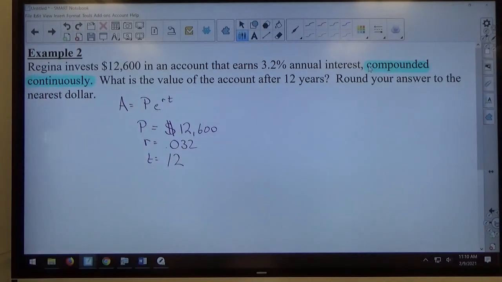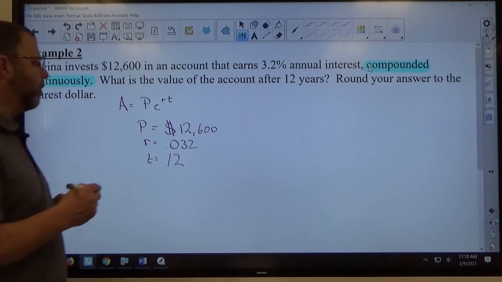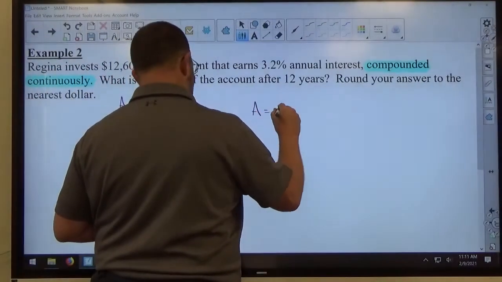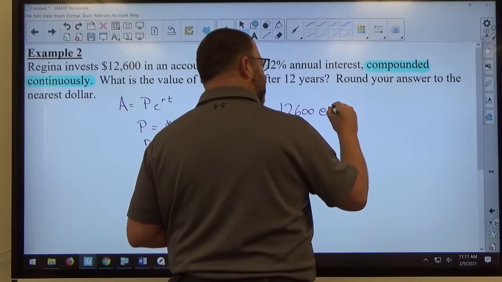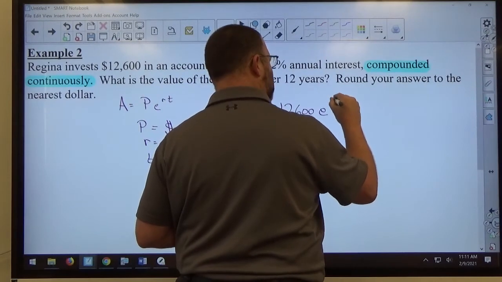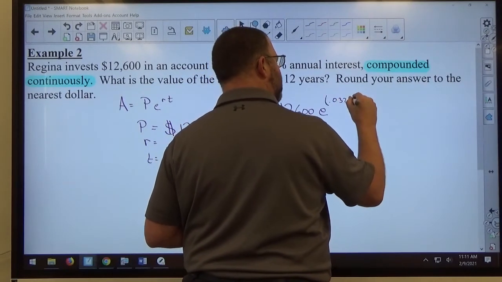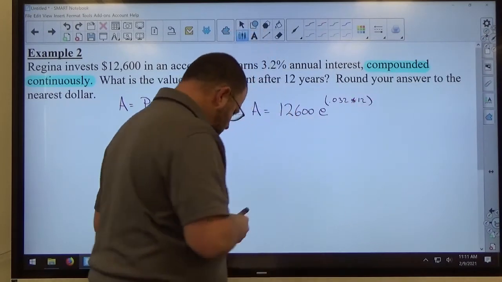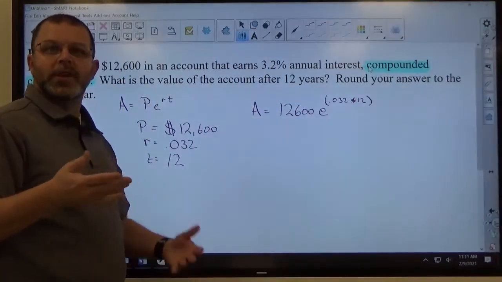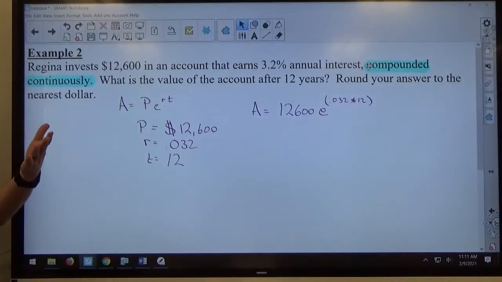So 3.2% interest rate. It's not a really high interest rate, but it's not bad. And again, our formula is P e to the RT power. So A equals 12,600 times e to the 0.032 times 12. And again, 0.032 times 12 is not as pleasant as 2 times 3 was, right? So quite often you get this product in there, so make sure you use parentheses around the product.